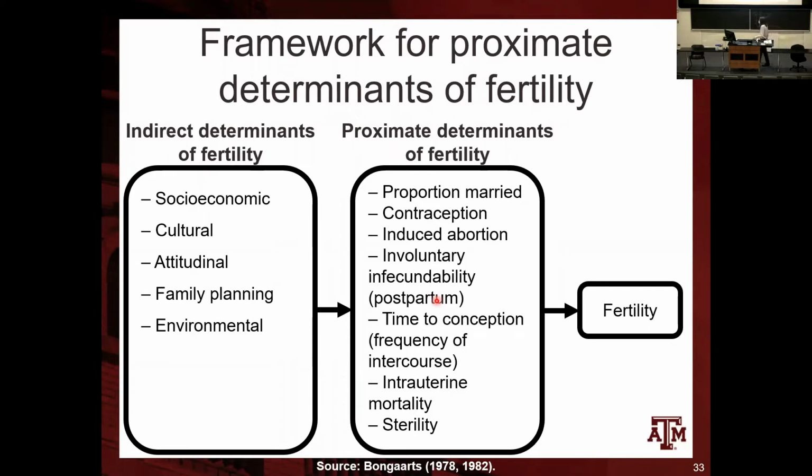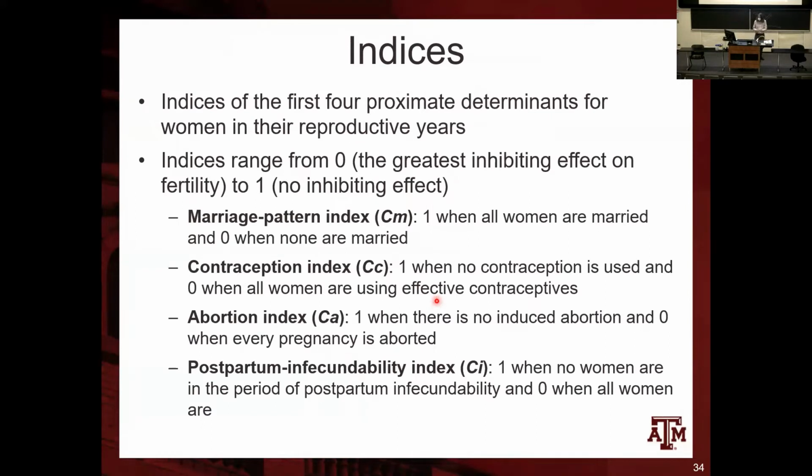So when we estimate the proportion of people getting married or divorced in a specific country over time, that's because we are trying to understand these proximate determinants of fertility, factors that closely influence the levels of fertility in one country. And then he created some indices for the first four proximate determinants of fertility in order to make it easier to compare variations across countries. So these indices range from 0 to 1, 0 being the greatest inhibiting effect on fertility, and 1, no inhibiting effect. So for the marriage pattern index, you just get the proportion of married women, right?